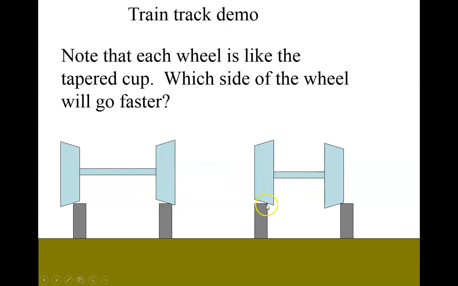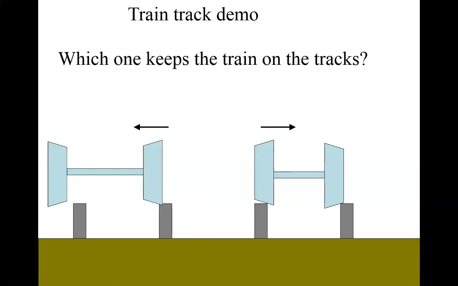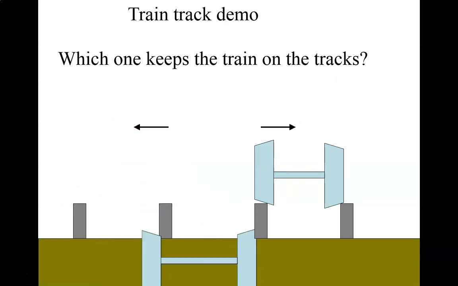And this one is traveling faster here, and this is traveling slower here because it's in contact with the smaller diameter, and this is in contact with the larger diameter, which means that's going to cause this side to come in. Now which of those is going to keep the train on the track? The one on the right is going to be more stable because this is too far to the left, so it needs to move to the right to be more centered on the track. So they auto-correct with these tapered wheels. That one would fall off and be anti-stable, and this one would be quite stable, and that's what they use.